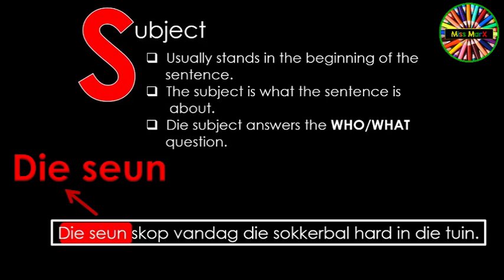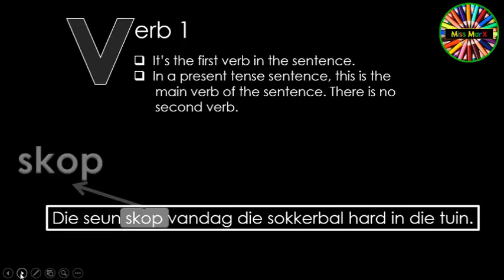How do we know what the subject is? It's usually the beginning of the sentence. It's usually what the sentence is all about. And if you ask a who or what question, it will be your answer. Let's look at the sentence. Die seun skop vandag die sokkerbal hard in die tuin. Now, if you ask the who or what, wie of wat, if you ask wie skop vandag die sokkerbal hard in die tuin, you ask who kicks the soccer ball hard in the garden today, your answer will be the boy of die seun. So, die seun is dus ons subject.